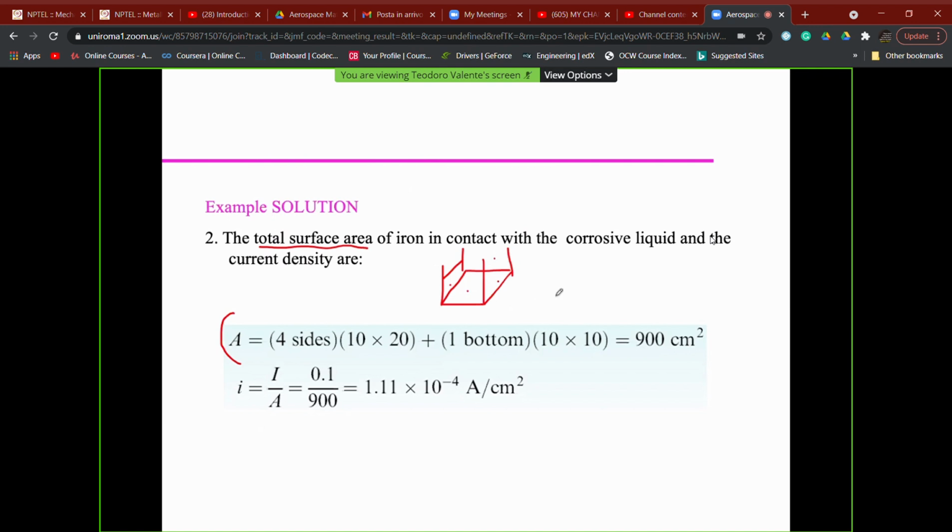Then we can say that the total exposed area is 900 square centimeters, and you see here we found the answer to the second question, in which we have, according to the unit of measurement that we have used up to now, 1.1 essentially multiplied by 10 to the minus 4 ampere per square centimeter.